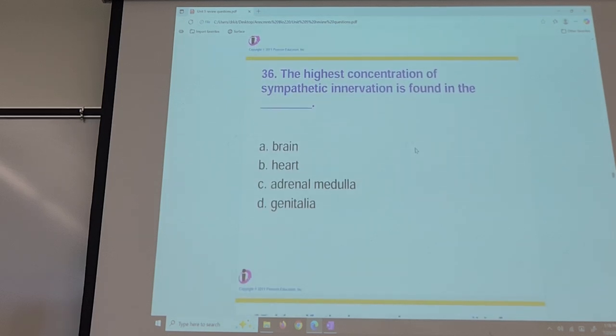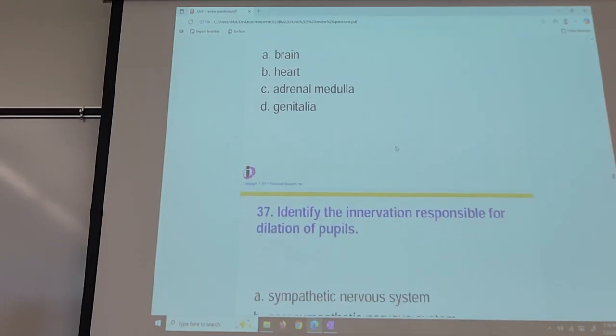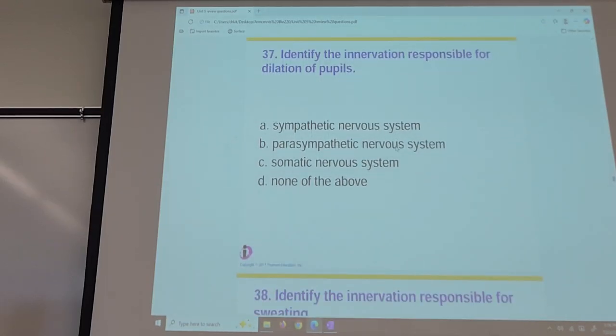The highest concentration of sympathetic innervation is found in the, just think logically, where do you think you'd find that? In the brain. Yep. Again, I'm not gonna ask you that because I'm gonna get a myriad of answers for that, I'm sure.